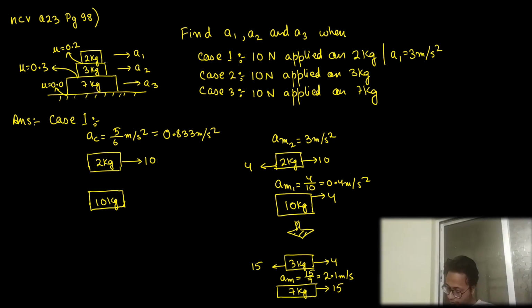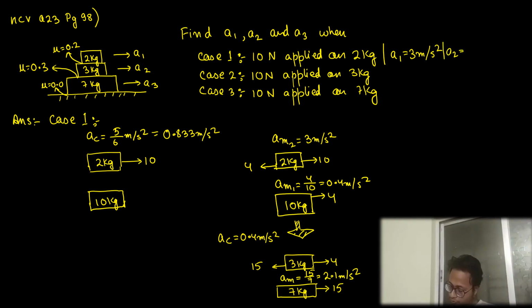Out here, what was the common acceleration between the 3 kg and 7 kg block? Common acceleration was 0.4 meter per second square. So which has a lesser value, 0.4 or 2.1 meter per second square? 0.4 meter per second square. So if 0.4 has lesser value, that means they'll both move together with common acceleration. So these surfaces will be locked.